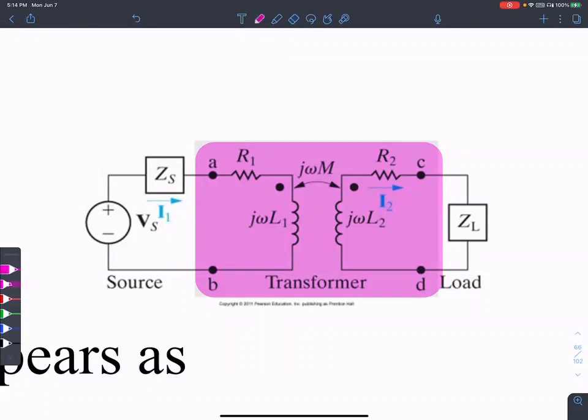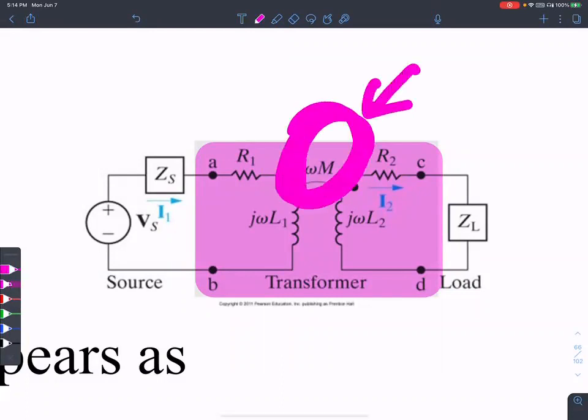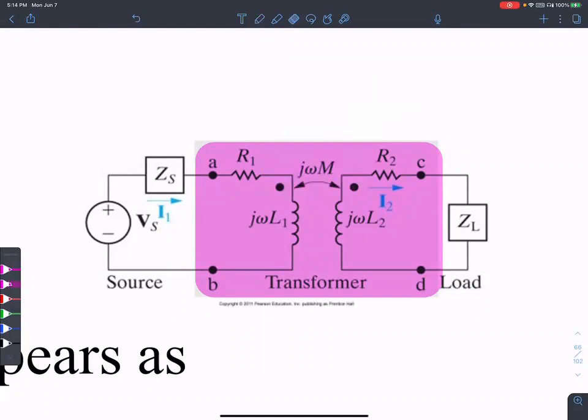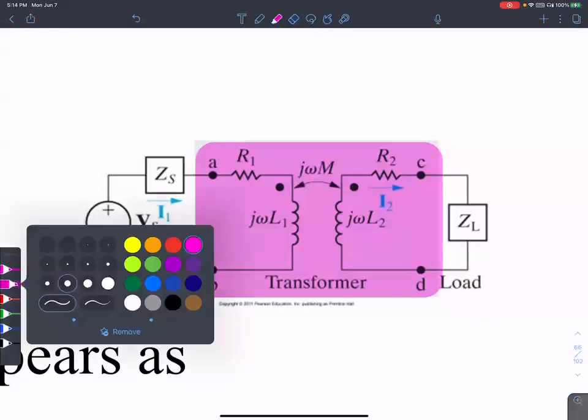And then this simply means that both these coils interact with each other. That's what the j omega M simply means. At the core, that's a transformer. Now you may ask, what are the other add-ons here?